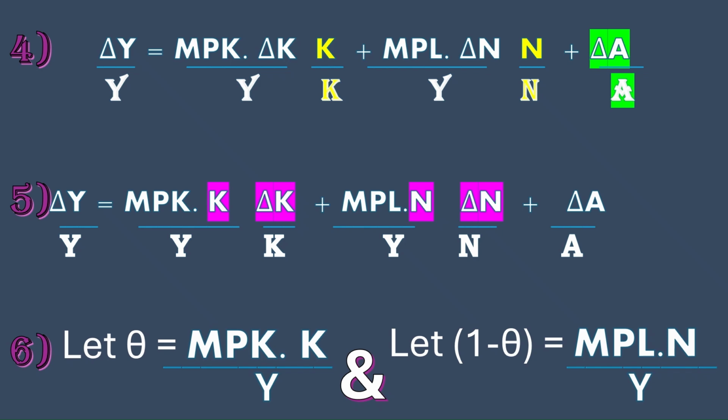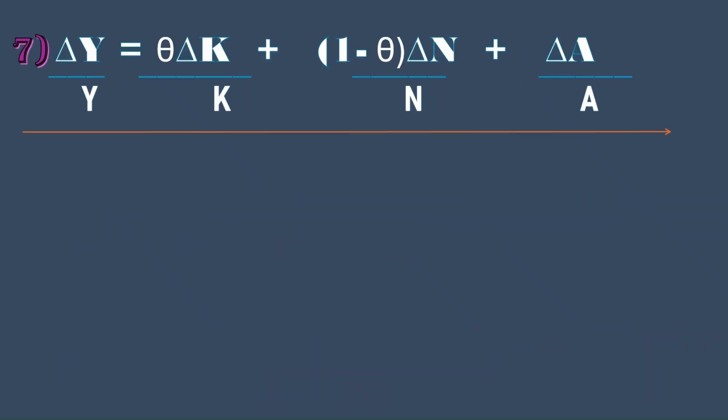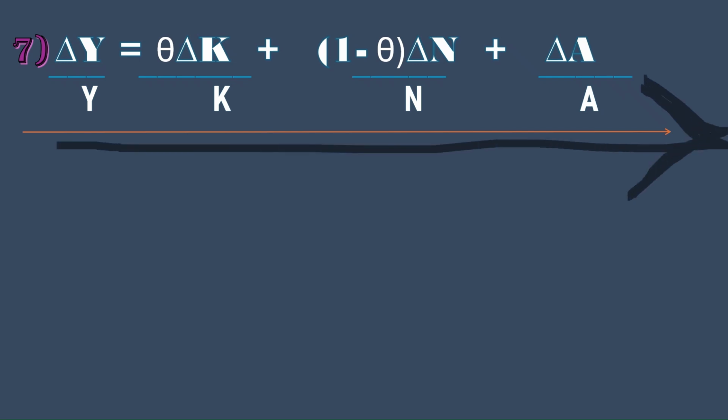Now we move on to our final step. There we go. Step 7. This is the end, and this is how you get your growth accounting equation. This is all you've got to do. You're just going to say the change in Y divided by Y equals theta times the change in K divided by K plus, in brackets here, 1 minus theta times the change in N divided by N plus the change in A divided by A, and that's your growth accounting equation.